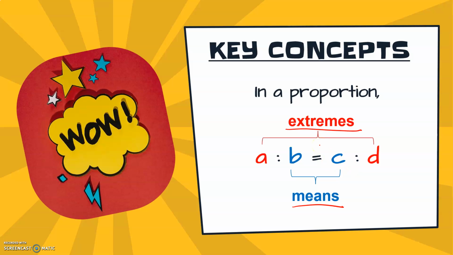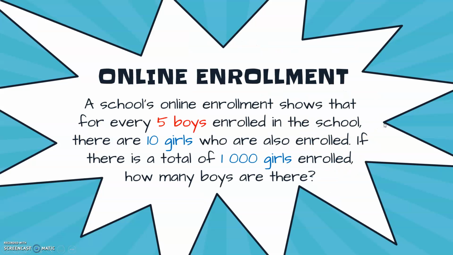Now let's go back to our story of the day. Again, we are asked to find the number of boys enrolled in the school if there are 1,000 girls enrolled. And we also have the given for every 5 boys, there are 10 girls who are enrolled in the school. Now remember that for us to solve this problem, we will use the concept of proportion. And proportion is a statement that tells us 2 ratios are equal.